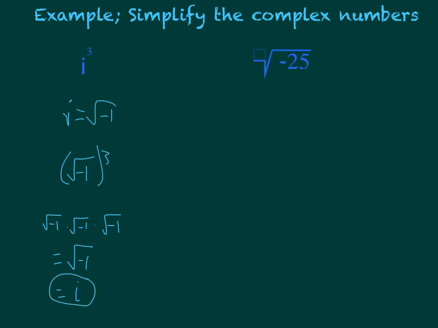And the last example here, square root of negative 25. We want to split that up as we did before. So as the square root of 25 times the square root of negative 1, because 25 times negative 1 is negative 25. And when we actually take the square root of 25, we get 5. And the square root of negative 1 we know to be i. So our final answer is 5i.